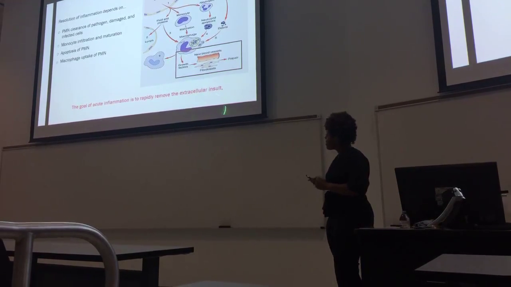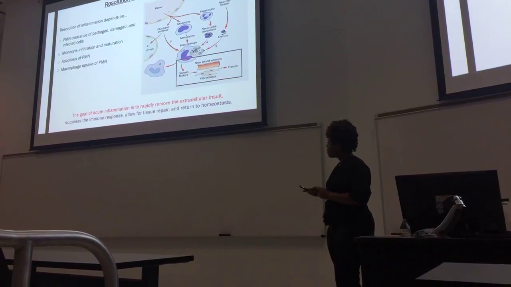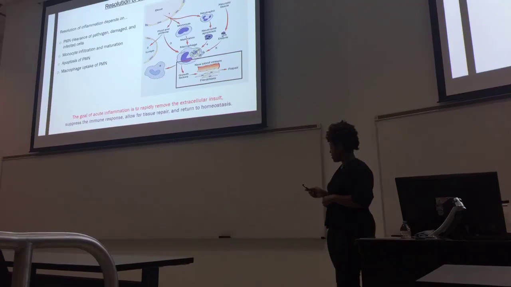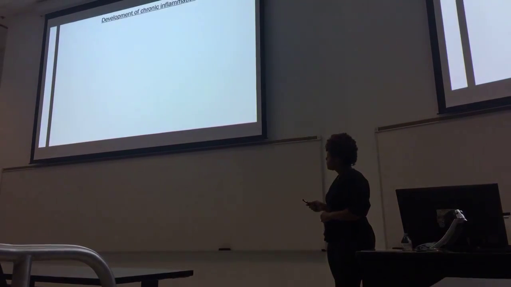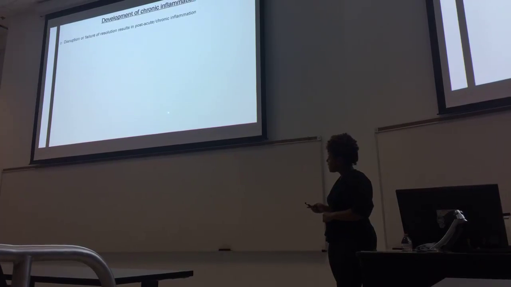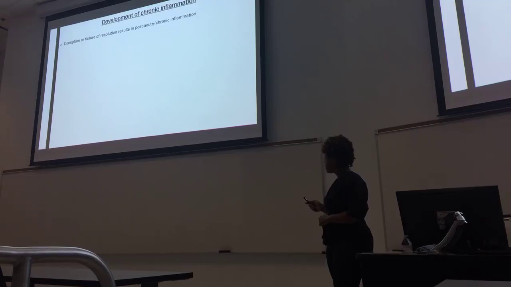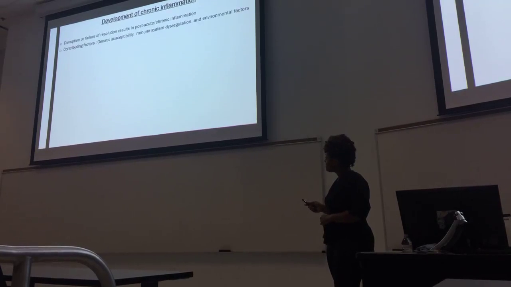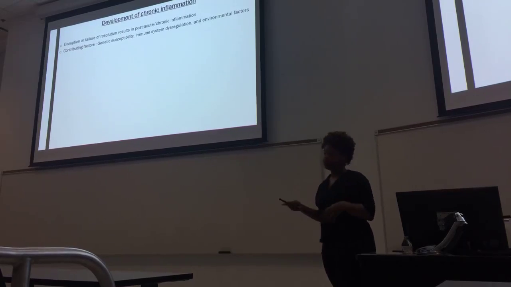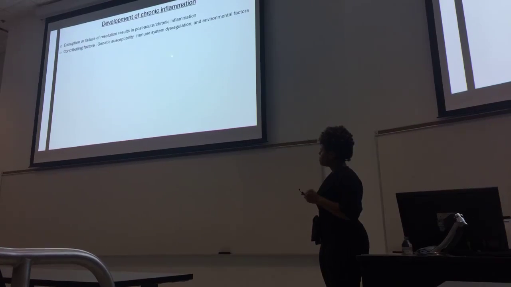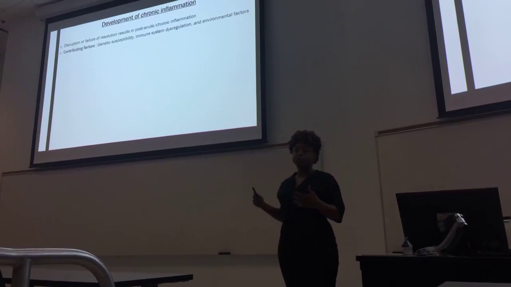So, in amendment to my earlier goal of inflammation, the goal of acute inflammation is to rapidly remove the extracellular insult, suppress the immune response, allow for tissue repair, and return to homeostasis. However, in conditions where the resolution stage is disrupted or there's a failure, it results in chronic or post-acute inflammation. And while the causes of chronic inflammation differ between individuals, genetic susceptibility, immune system dysregulation, and environmental factors have all been shown to be contributors to this progression.